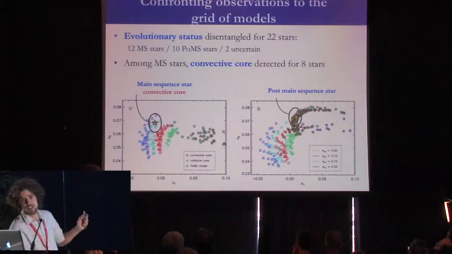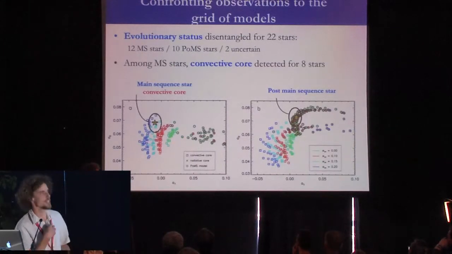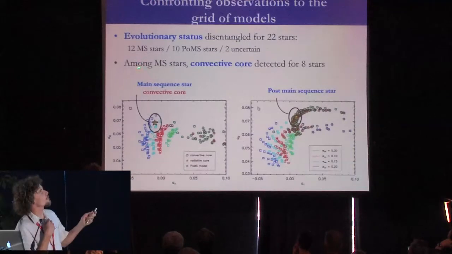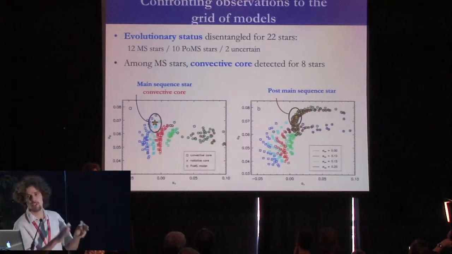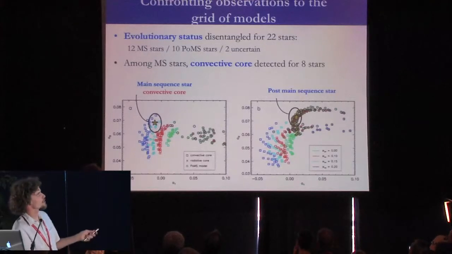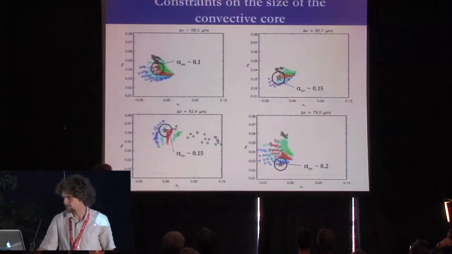So 12 of them are main sequence stars, 10 of them are clearly post-main sequence, and 2 of them are in the gray area where we can't tell. And among the main sequence stars, 8 of them fall clearly in a place where they have a convective core. So this is one of them, which is clearly among the convective core stars and not in the post-main sequence. Here is a clear post-main sequence target.